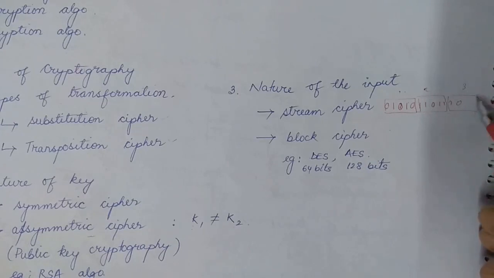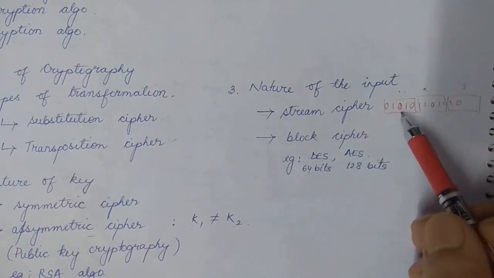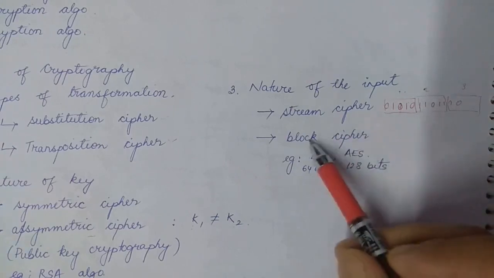Okay, so in case you don't have 64 bits in the last block, then you can append some binary numbers here. Okay, we can append it. This is called bit stuffing. So in that case, if the input to the cipher is in the form of blocks, then we call it a block cipher.